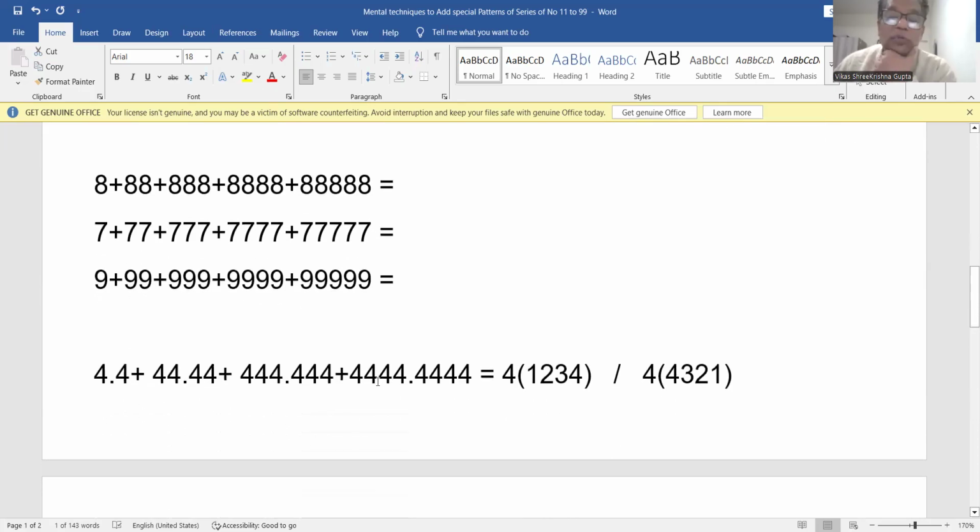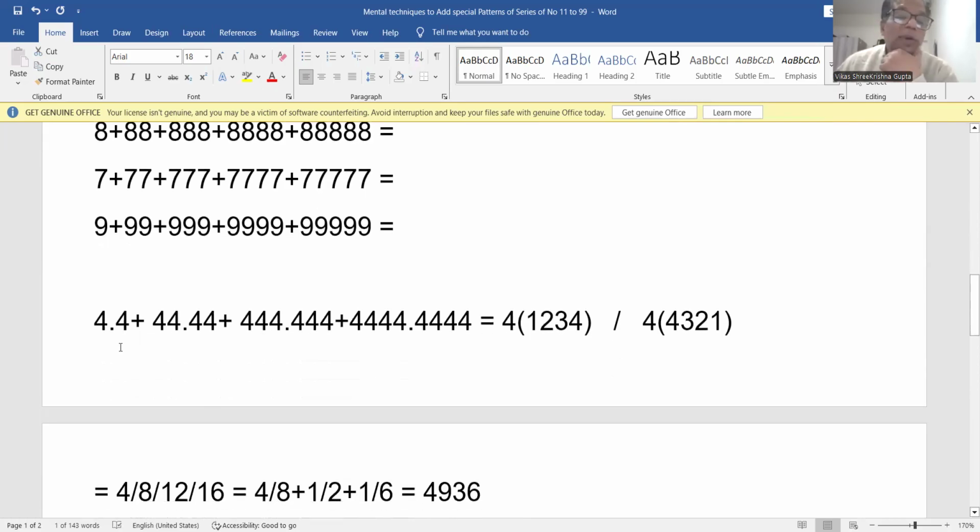Now here I'm showing you one other concept. 4.4, 4.44, 4.444, then 4.4444. Now here you see a decimal number is there: 0.4, 0.44, 0.444, 0.4444. The 4 repeats 4 times. Now what I do, I take 4 common, and I get 4, double 4, triple 4, then 4 times 4. I take 4 common out and then I get 1, 2, 3, 4, which is 1, double 1, triple 1, and then 4 times 1.